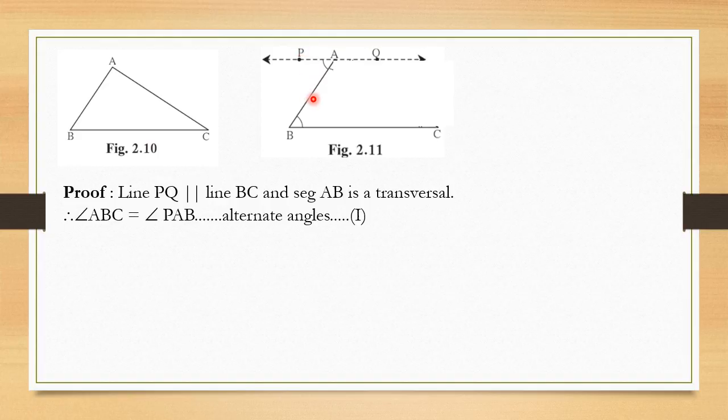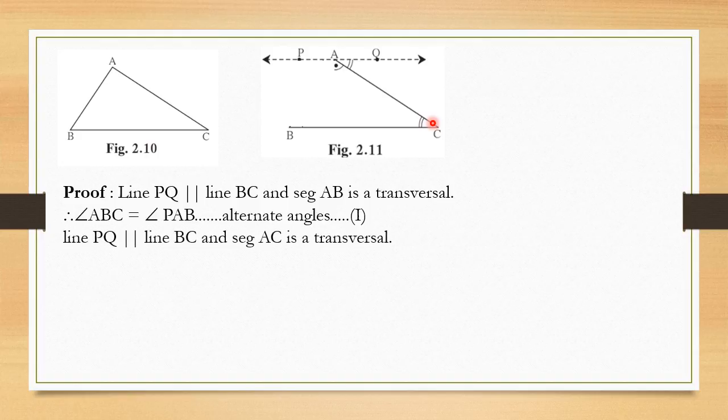Now what we do, we consider PQ parallel to BC only, but now instead of AB as a transversal, we take the other side of the triangle as the transversal, that is line AC. So we'll block side AB. If we block side AB, that will be easier for you and you will not get confused. Now if you watch the figure very carefully, you will find that line PQ is parallel to line BC and AC is now the transversal. So we write down line PQ parallel to BC and segment AC is a transversal.